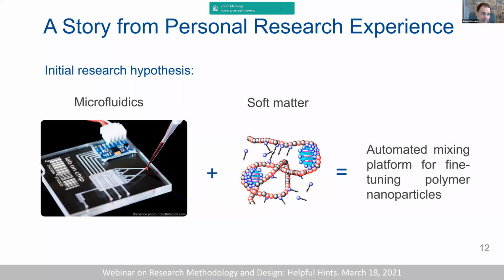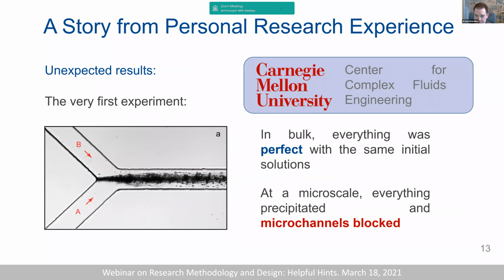I applied for an academic exchange grant, and it took me half a year to prepare to get the grant funding and visa. I applied to Carnegie Mellon University in the United States. And the very first result of the experiment was unexpected because everything failed. The solutions that behaved perfectly in bulk behaved terribly in microfluidic channels. They precipitated, they blocked everything. So I was desperate during the first week of my grant at Carnegie Mellon University.